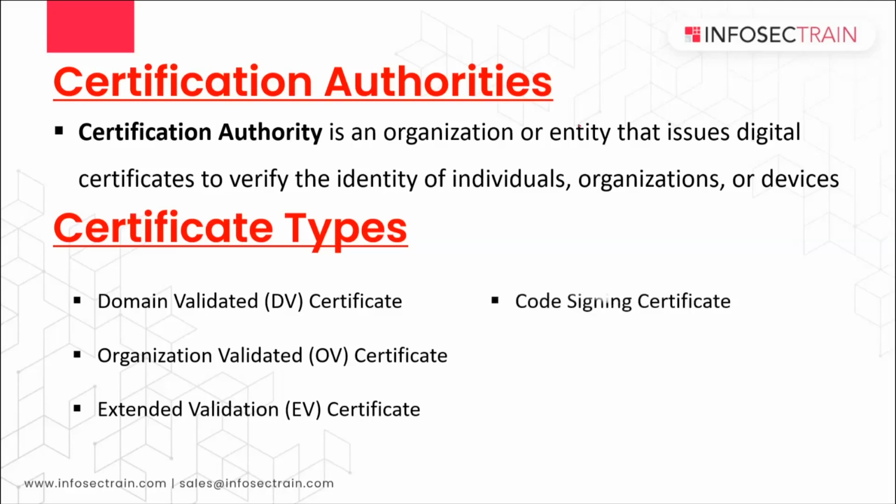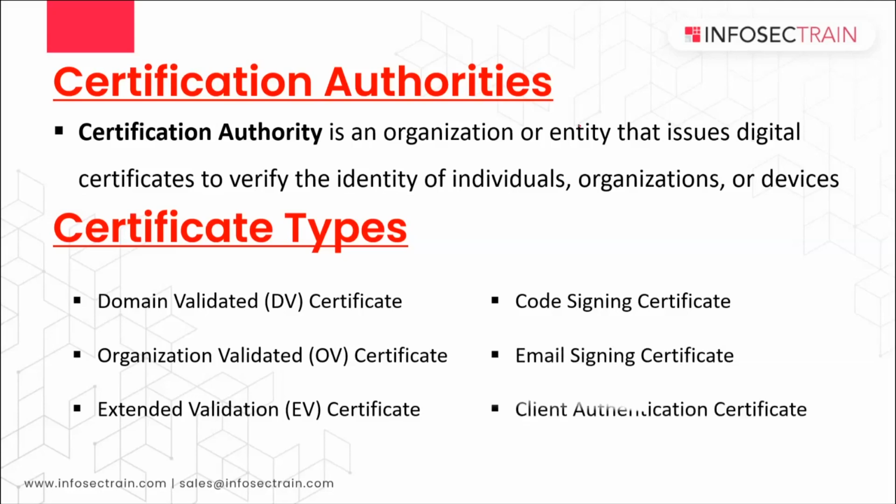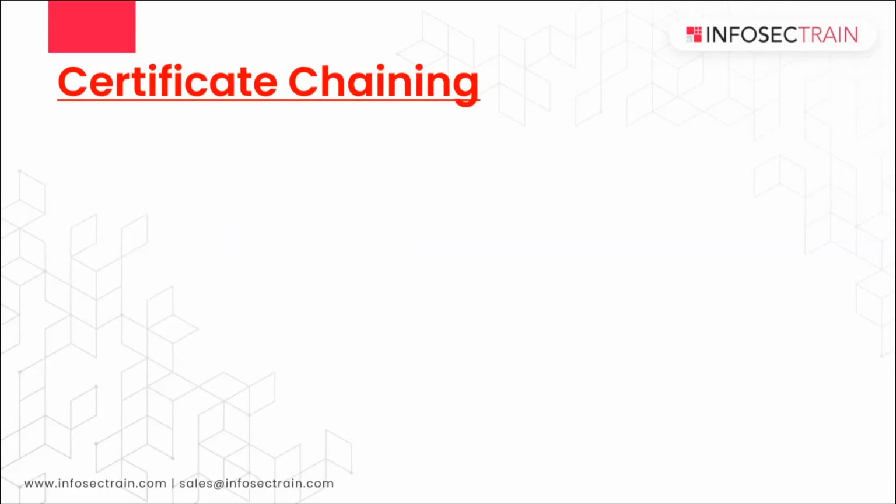Then we have the code signing certificate. It is used to sign software code and ensure that it has not been tampered with since it was signed. Basically this prevents malware and other security threats. Then we have the email signing certificate, used to sign email. Then we have the client authentication certificate, which we use to authenticate the client.